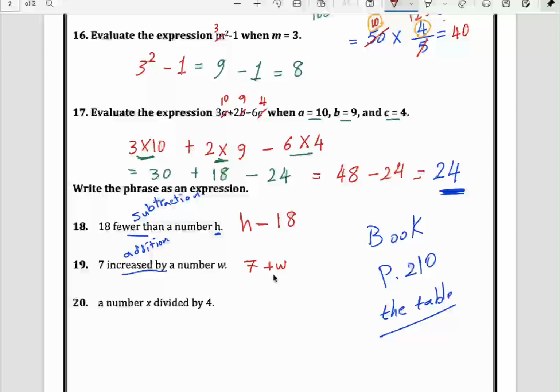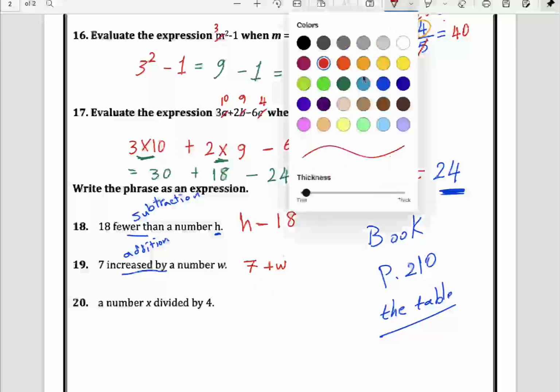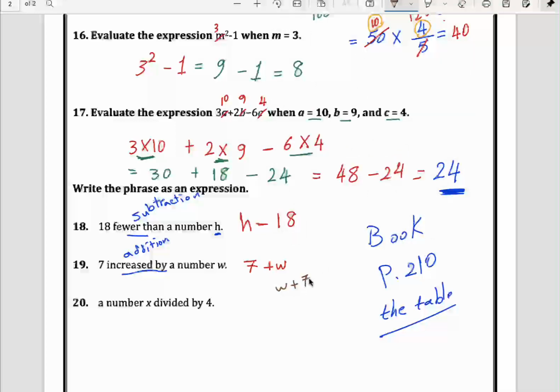For this one, of course, it's correct to write w plus 7 because we can use the commutative property in addition. So if you write w plus 7, it will also be correct because you can change the order. But in question 18, you cannot change the order. In subtraction, you cannot change.